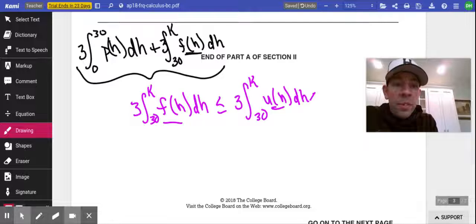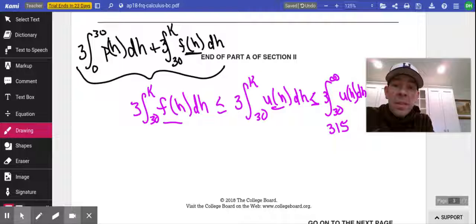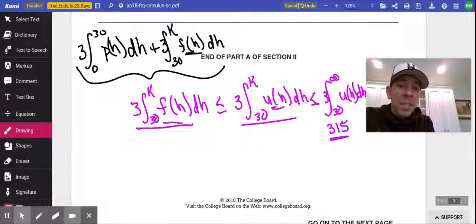And this one is also going to be less than the integral from 30 to infinity of u of h dh. Now, the integral of u of h from 30 to infinity, I think, was 105. When I multiply that 105 by 3, I get 315. So if you follow the chain here, this integral is less than this one, which is guaranteed to be less than 315. So let's attach a safe upper bound there.